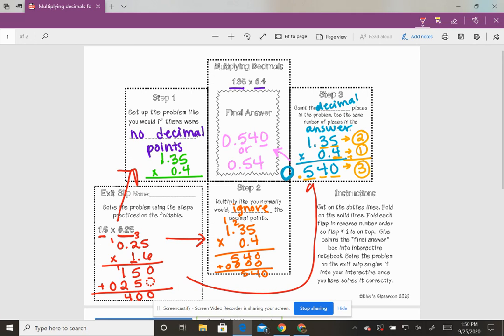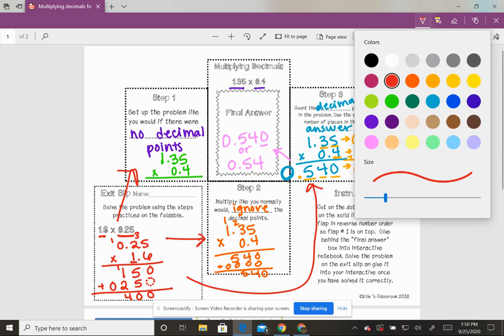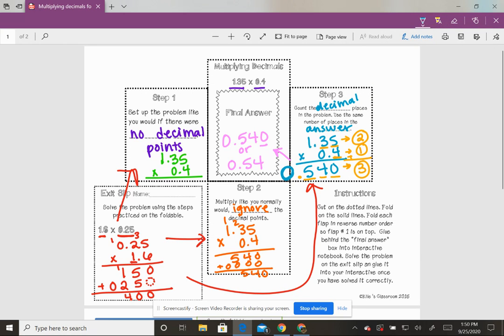That's because I have to look over at step number 3. Step number 3 says I need to count the number of places the decimal moved in each factor. Here, it moved 2 places. In the second, it moved 1 place, which means in my final answer, it's going to move 3 places. 1, 2, 3. My decimal goes in front, and we can't forget the whole number placeholder 0.